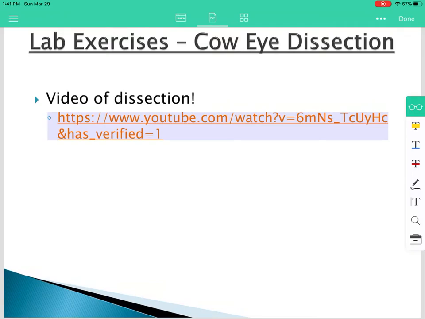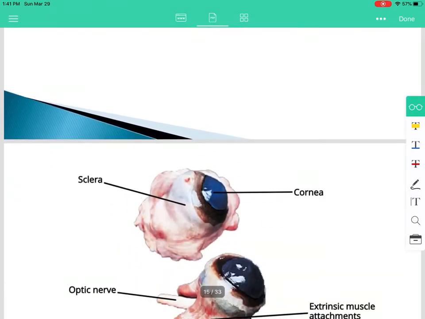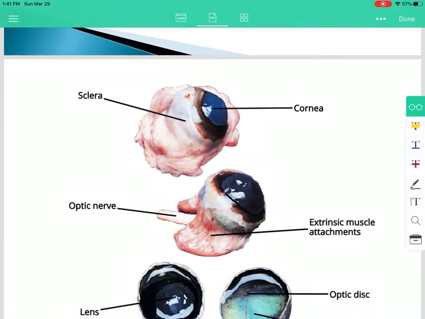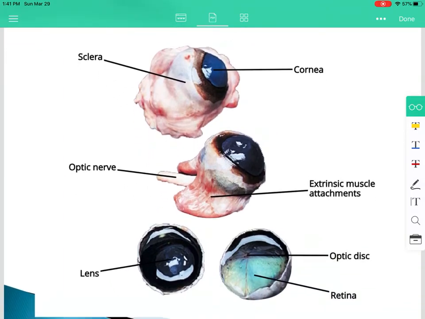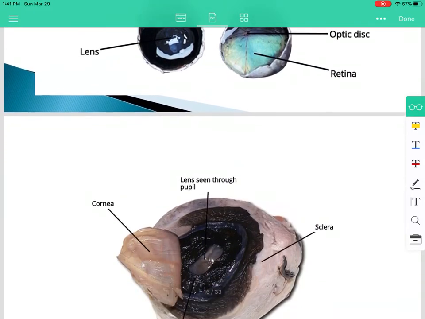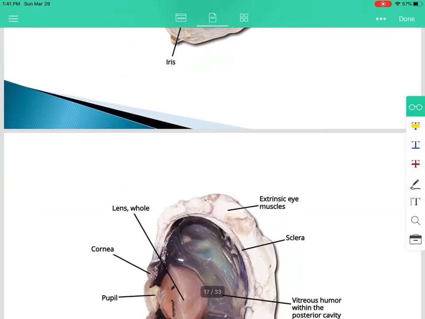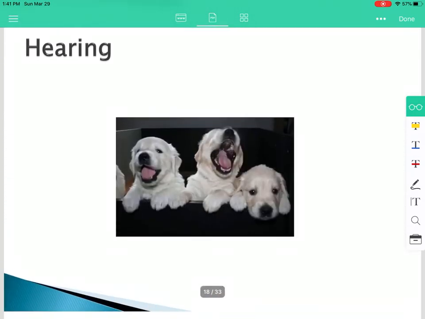I've got a link here. It's also on Blackboard, a link for you to watch someone dissect a cow eye. You should really do it. It's cool. And then I got some pictures here for you to see. The pictures are one thing, but I really recommend going to the video. It's a short video.